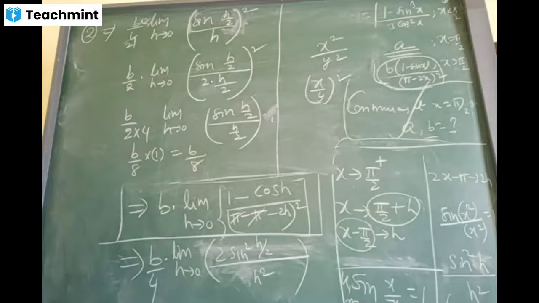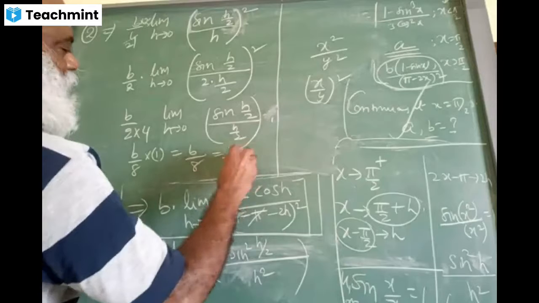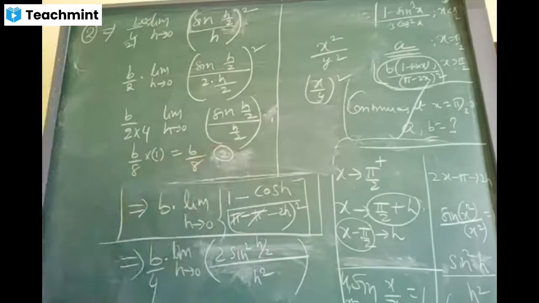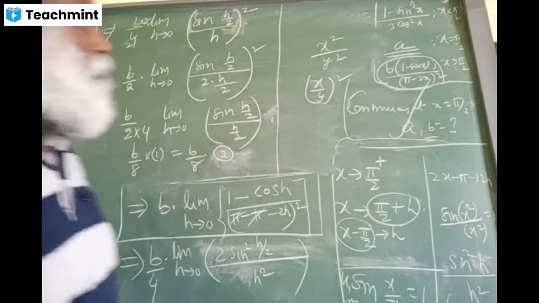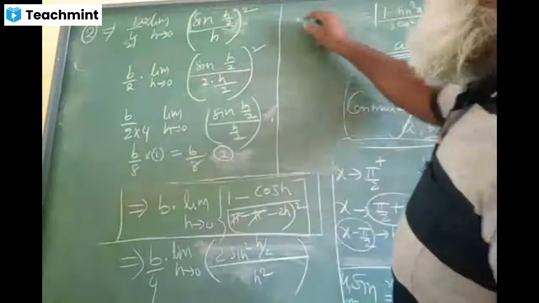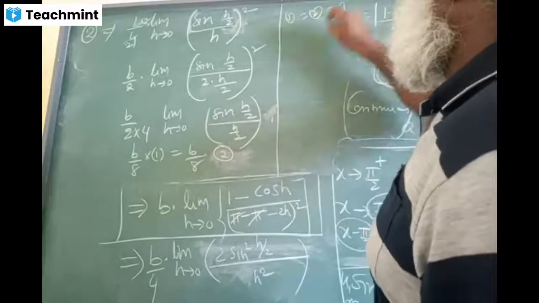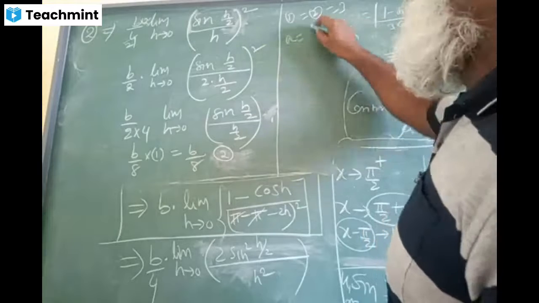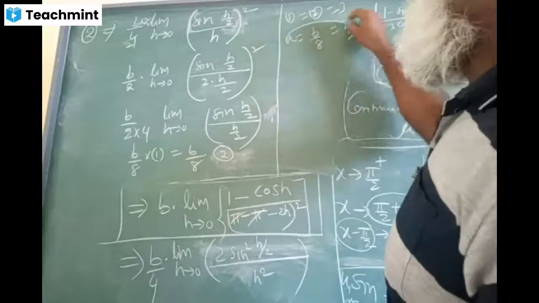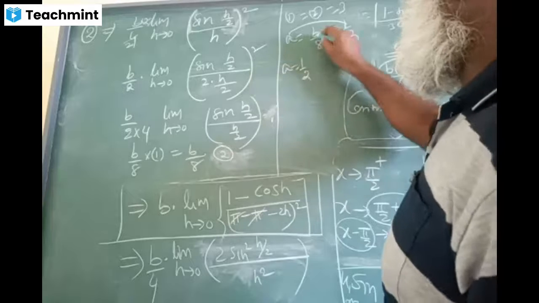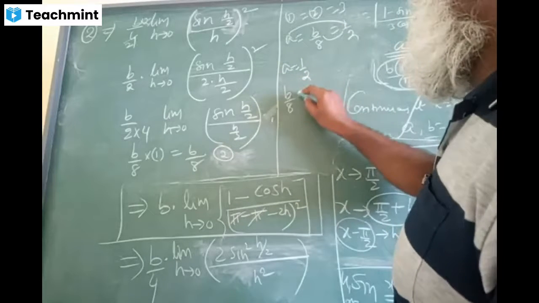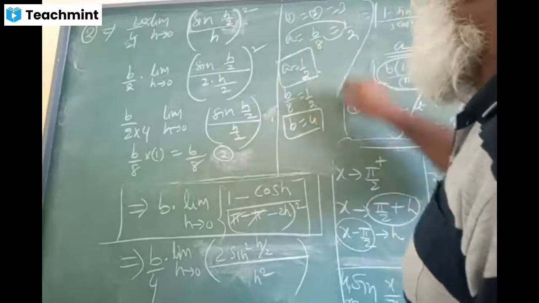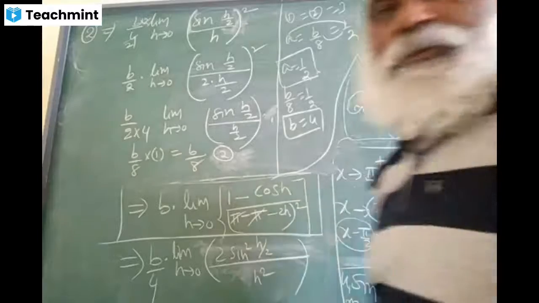What is the third one? Third one is equal to 1 by 2. Now friends, 1 equal to 2 equal to 3. This is called half, this is called a, and this is called b by 8. So connect these two, you get a is 1 by 2. Connect these two, you get b by 8 equal to 1 by 2, which implies b equals 4. Please look at this, how amazing this question is. So beautiful, dears. Clear?